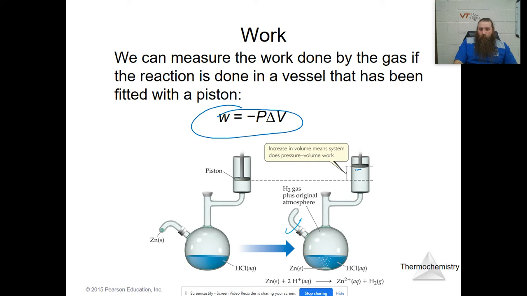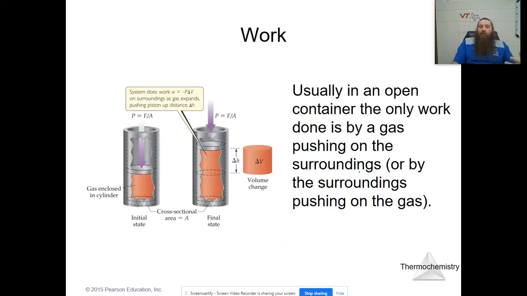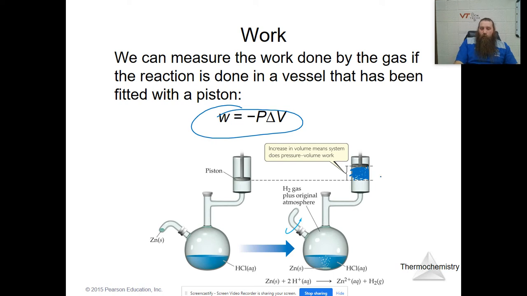So as the volume here changes, I can calculate how much work the gas did based on the idea that the only work being done is pushing on its surroundings. So the only work is work in this direction pushing against that piston. Now, that is an assumption that we're making, but it's a close enough assumption to be allowable.